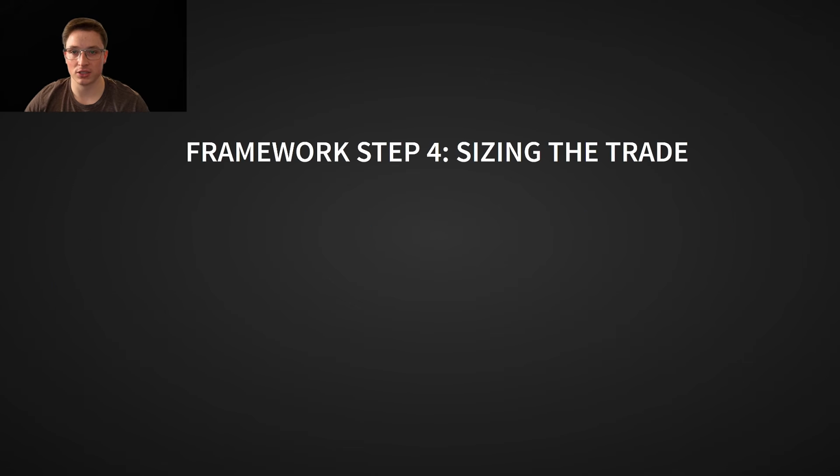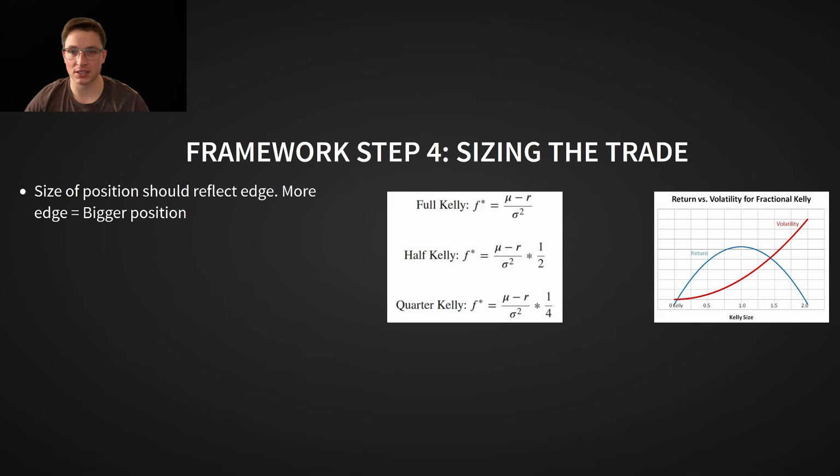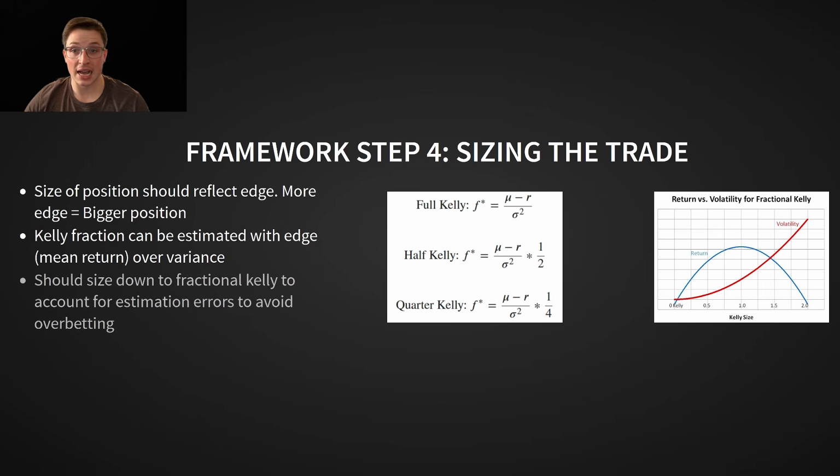Position sizing is just as critical. Generally, your size should reflect your perceived edge. If your hypothesis has a strong edge, you can size up. One popular method is fractional Kelly sizing. Estimate your edge and the trade's variance, calculate your Kelly fraction, then size down from there to stay conservative and account for any estimation errors.